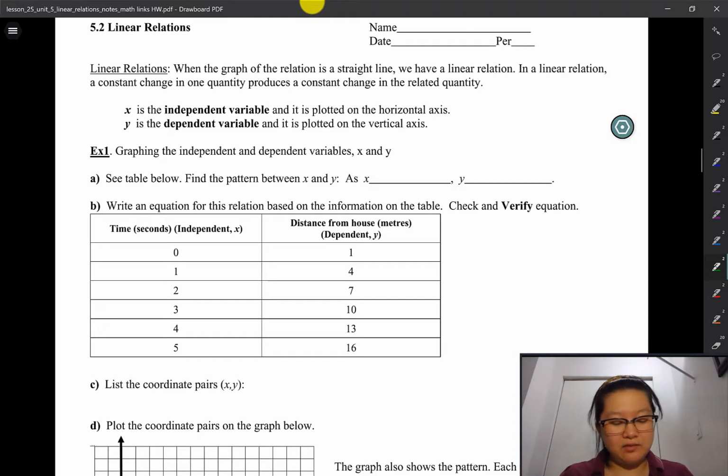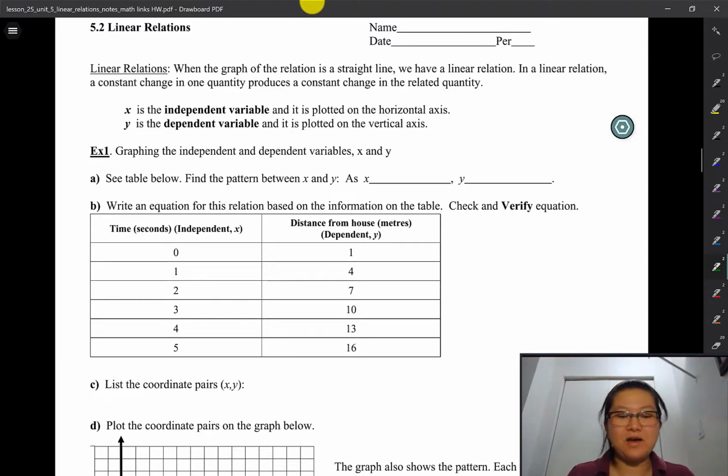So on a graph, what that looks like is you'll see a straight line cutting across. So what does that mean? It means if I increase my x-axis by a certain amount, my y-axis value will also increase by a set amount every time that I change my x-axis value. So what does that look like?